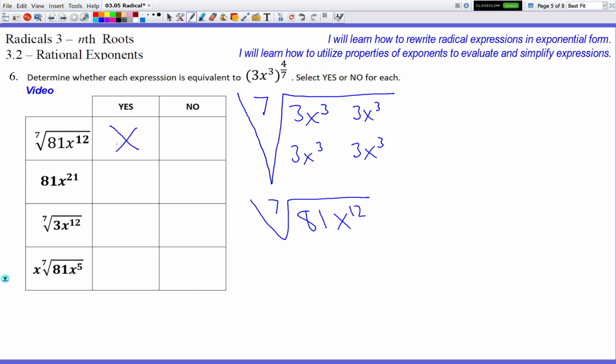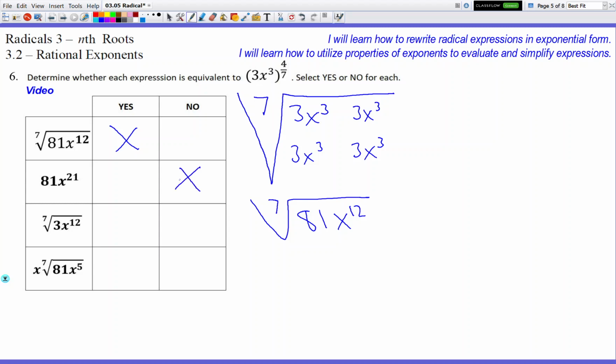Okay, and the second answer, that looks kind of weird because that one says the 81 escaped from the radical. Does it look like I have 7 81s inside this radical right now? Is there any way this 81 is going to jump outside? There's no way. For this 81 to go outside, I need 7 of them. Does it look like I have 7 81s right now? No, I don't have 7 81s. That is not going to happen. So I'm just going to put a no on this blank.